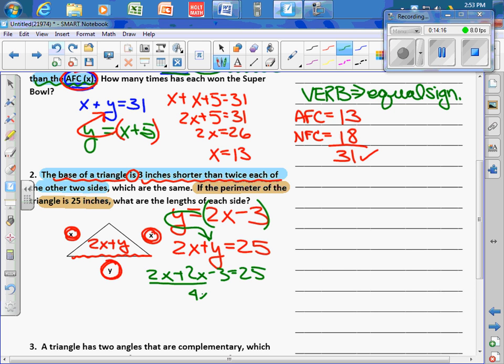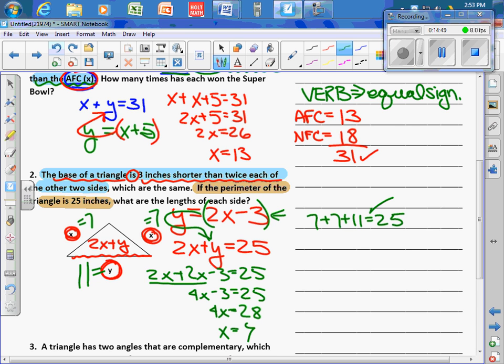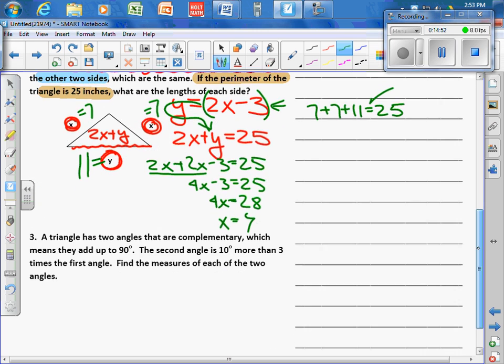2x plus 2x is 4x, minus 3 is equal to 25. 4x is equal to 28. X equals 7. So if each of these sides is 7, how long is the base? Well, put the 7 back in here for x. 2 times 7 is 14, minus 3 is 11. Do those 3 sides add up to 25? Yes, they do.